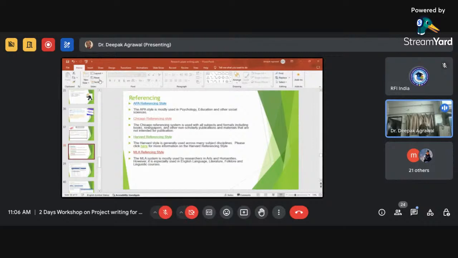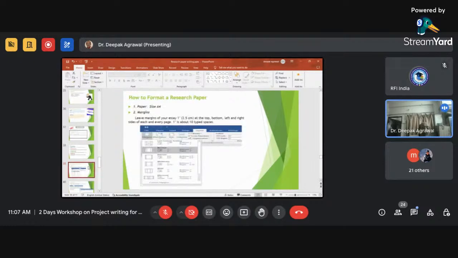So there are various referencing styles: APA, Chicago, Harvard, MLA, then IEEE. Many types of referencing styles are available. In that case, you need to go through the publisher's information. Whatever they have recommended, you need to develop the citation and referencing style accordingly.